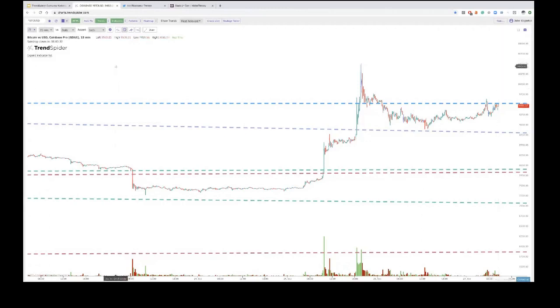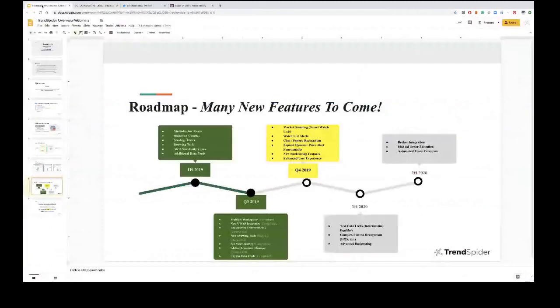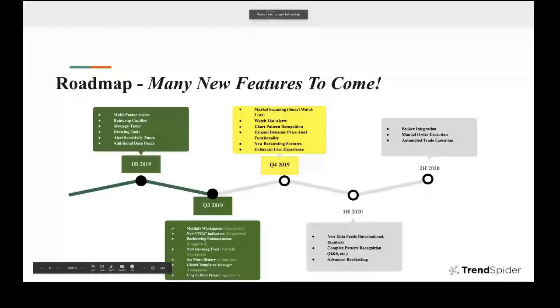So we will go to the roadmap here and go over a couple things that we have coming, right? So we've got a ton of different things that are already on the platform, but that doesn't mean that we're just stopping and, you know, we're done innovating, right? So there's a ton of things coming. In this particular quarter coming up that we're in right now, we have market scanning coming, so you'll actually be able to scan for a list of conditions.